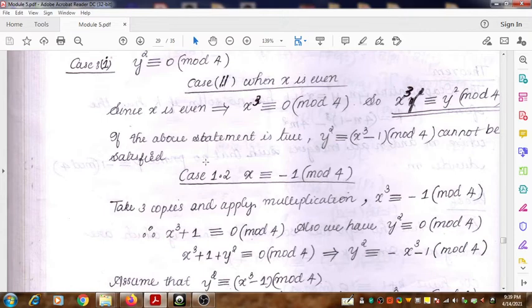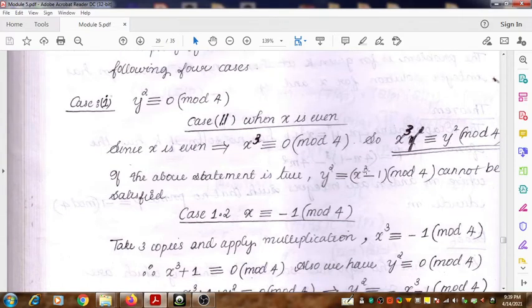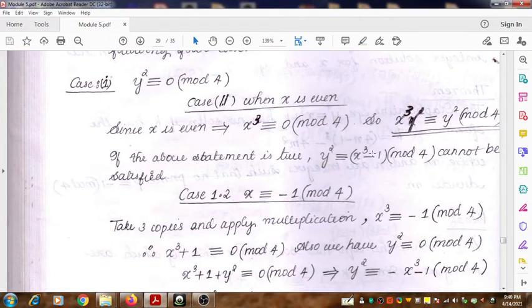So if the above statement is true, only one of the statements can be true. If y square is congruent to x cube minus 1 mod 4 is true, then x cube is congruent to y square mod 4 cannot be true. On the other hand, if x cube is congruent to y square mod 4 is true, then the other statement cannot be true.